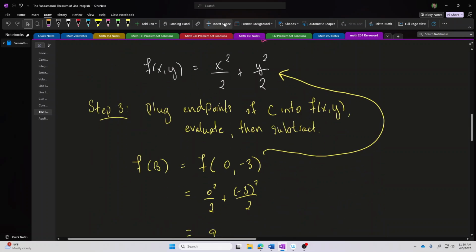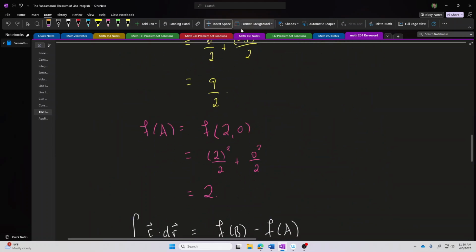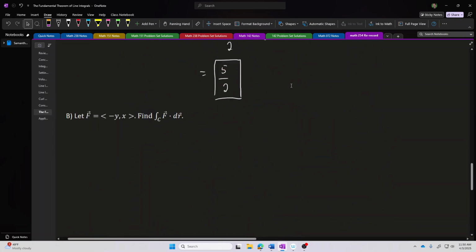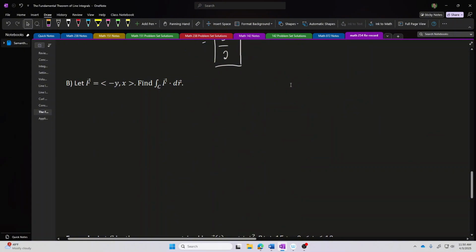So to give you a quick example of what can go wrong, if you're trying to do this process with a vector field that's not conservative, let me show you this example here, which is the vector field negative y comma x. So let me put this in red to indicate that the following work will not lead you to the correct answer.